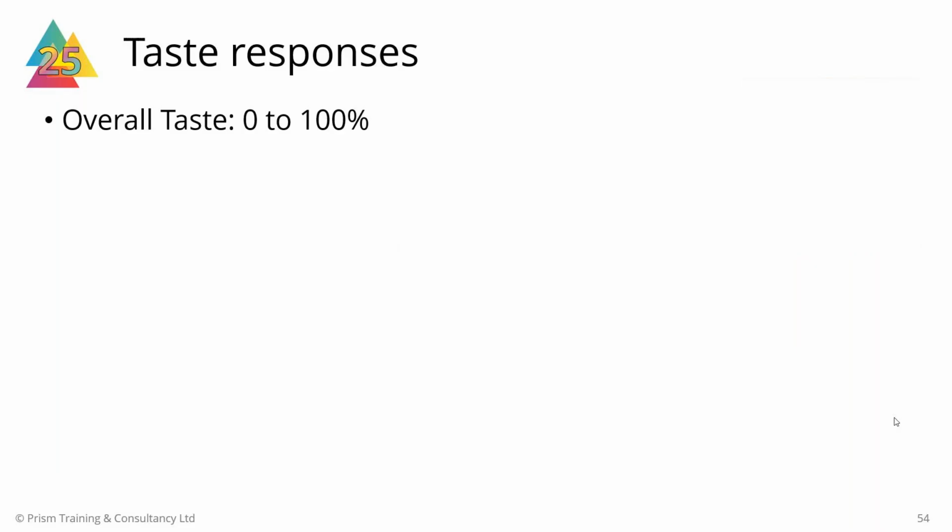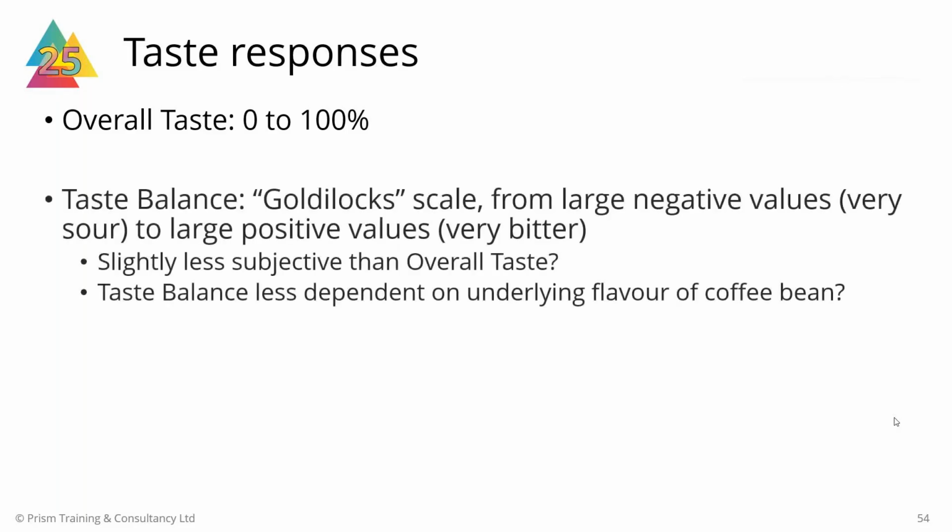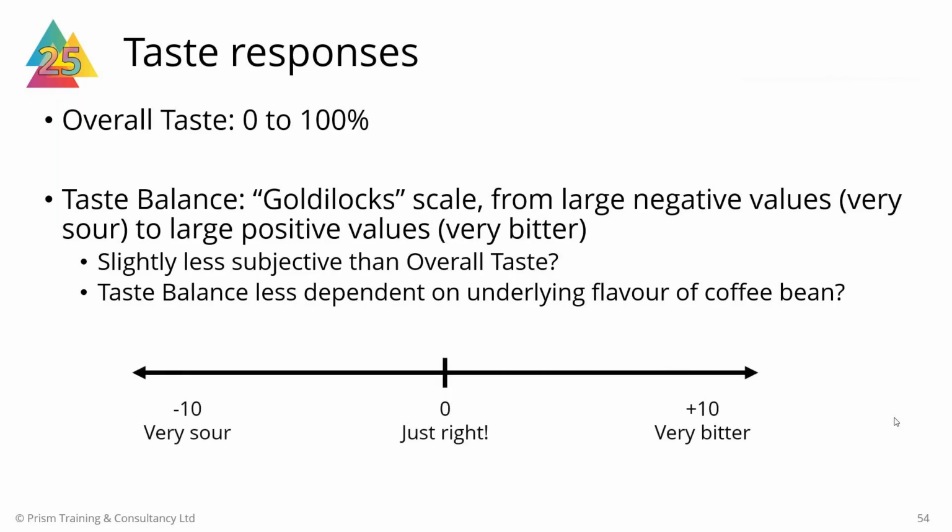So in terms of tasting the coffees, I had 2 taste responses. One is the overall taste, 0 to 100, 100 being perfect, 0 being awful. I also thought of a different way of measuring taste, which is on more of a continuum, so sort of a Goldilocks scale. And what I'm looking at here is whether it's either very sour or very bitter. So we're kind of going on this continuous scale.